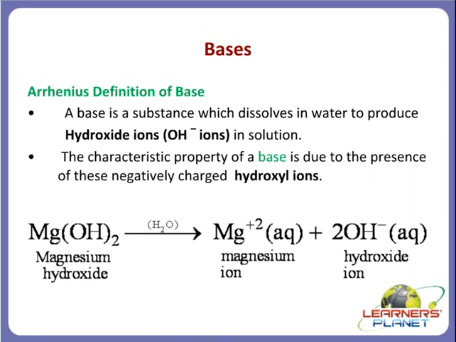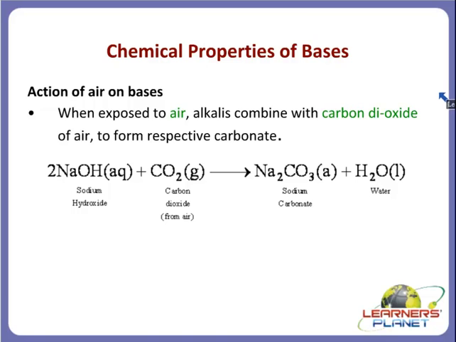Let's take a few properties of bases, the chemical properties of bases. Now what do bases do? What type of color do they give with the litmus solution? They convert red litmus blue. What color do they give with methyl orange? Methyl orange gives yellow color in basic medium. And phenolphthalein gives pink color in basic medium.